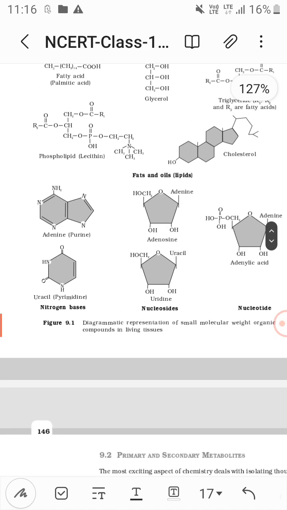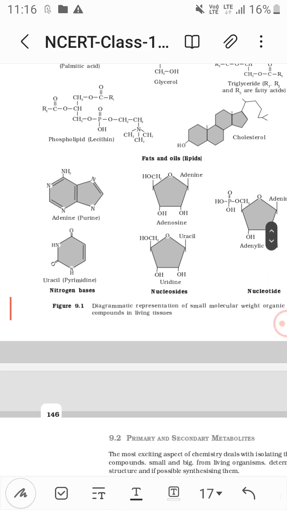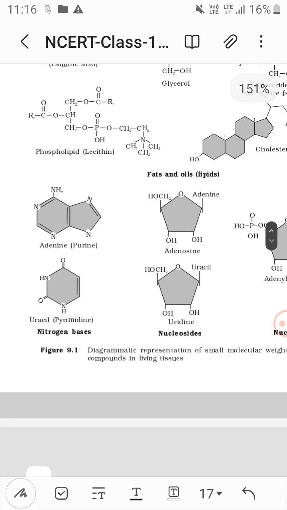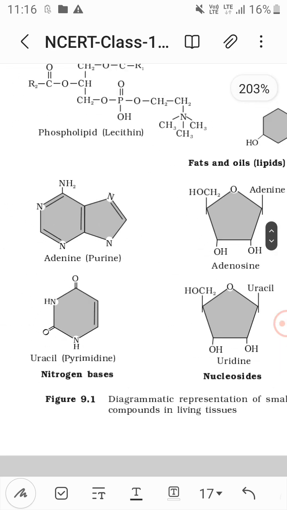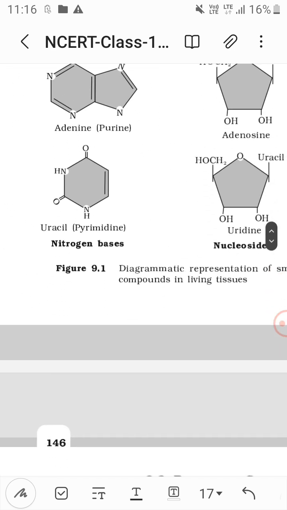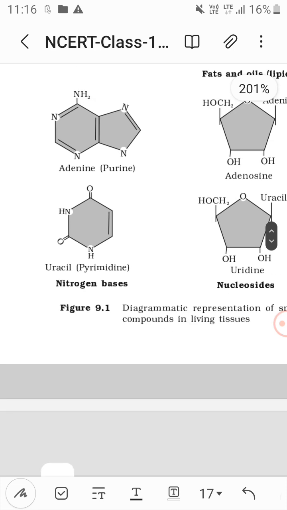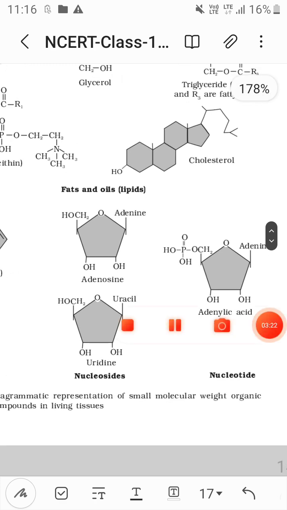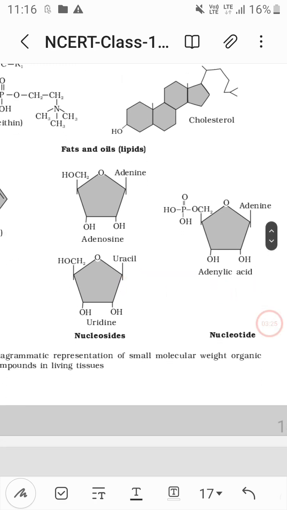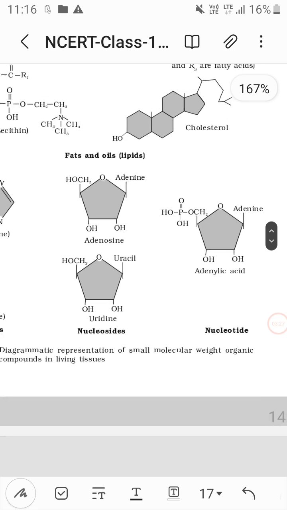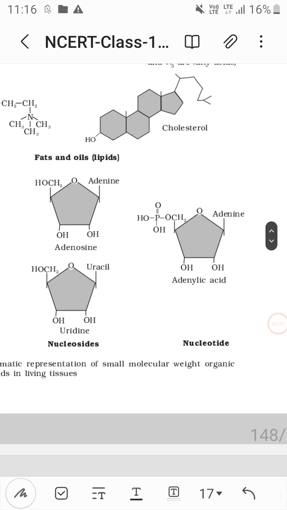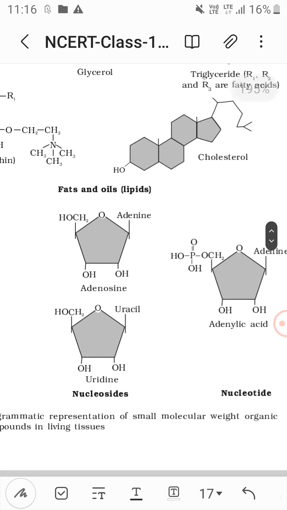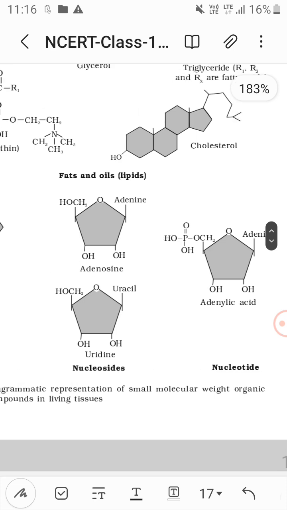Okay, now coming to this, DNA is a polymer of nucleotides, containing nitrogen bases, which can be purine and pyrimidine. In adenine you see 2 heterocyclic rings, and then in uracil 1 heterocyclic ring containing 2 nitrogen atoms. Now in nucleosides you see adenosine and then uridine. So all that uracil, adenine, OH on the bottom, and then CH2OH on the top. So adenosine and uridine, these are nucleosides.